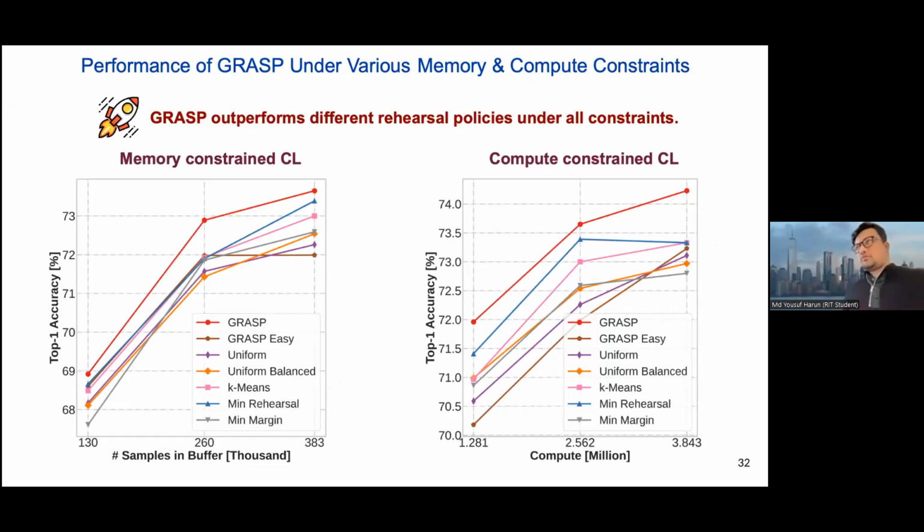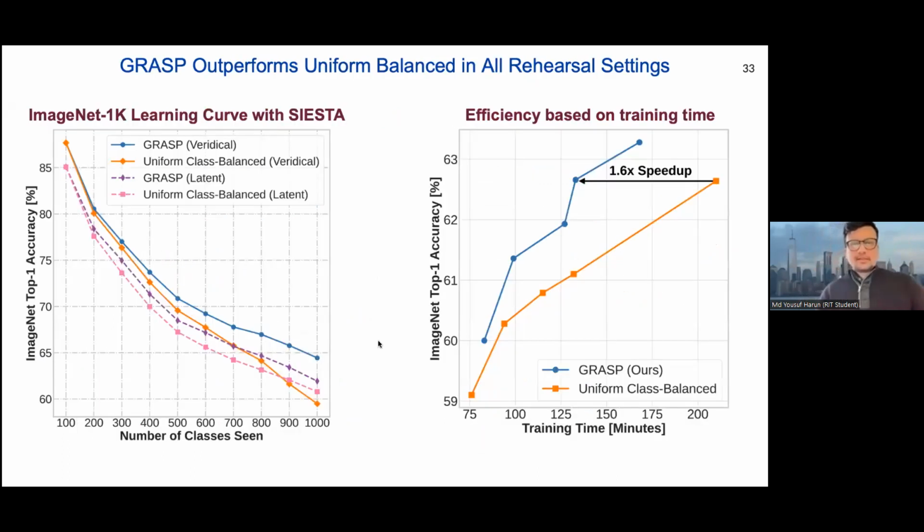constant, and compare with other different kinds of rehearsal policies that have been proposed in other works. And across all settings, GRASP outperforms other rehearsal policies. And this is the ImageNet 1K learning curve. So here we are trying to compare GRASP with the uniform balanced policy for different kinds of rehearsal settings.